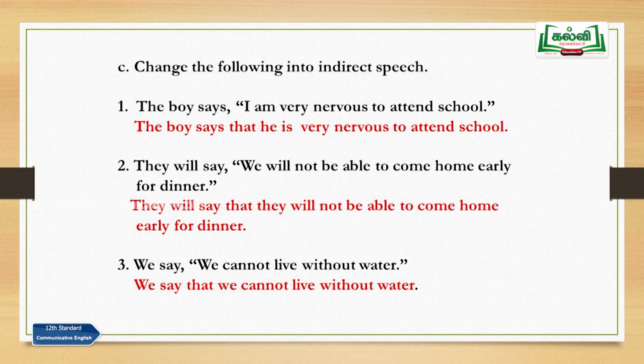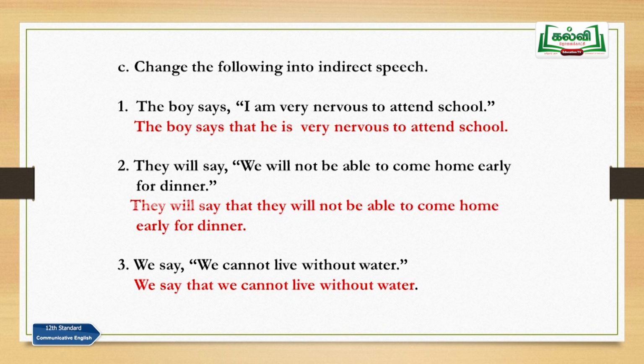They will say. So you see that the reporting verb is of the future. They will say, "We will not be able to come home early for dinner." So the pronoun can be changed but not the tense of the verb within the quotes. So they will say that we refers to the speakers, they. So they will say that they will not be able to come home early for dinner.